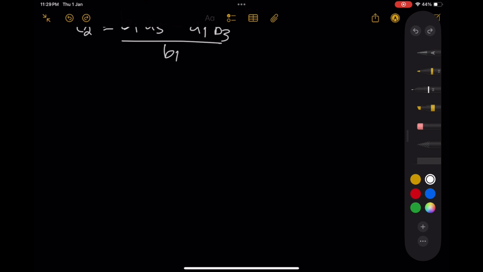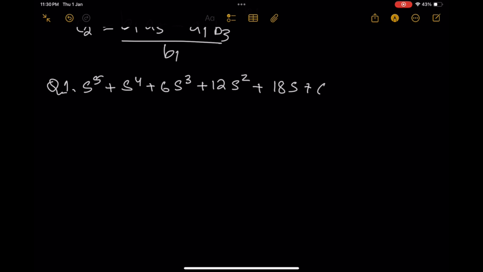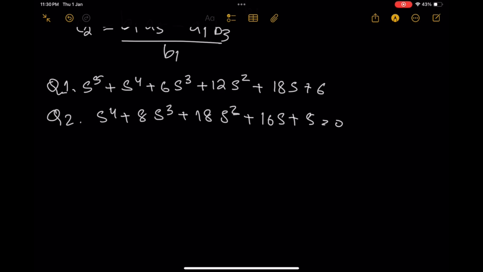So problem, we are doing our first question, that is s raised to 5 plus s raised to 4 plus 6s cube plus 12s square plus 18s plus 6. Check whether the given system is stable or not. I'm so sorry, I will be writing one more question with this. So s raised to 4 plus 8s cube plus 18s square plus 16s plus 5 equal to 0. Okay, I'm gonna do the second question first.